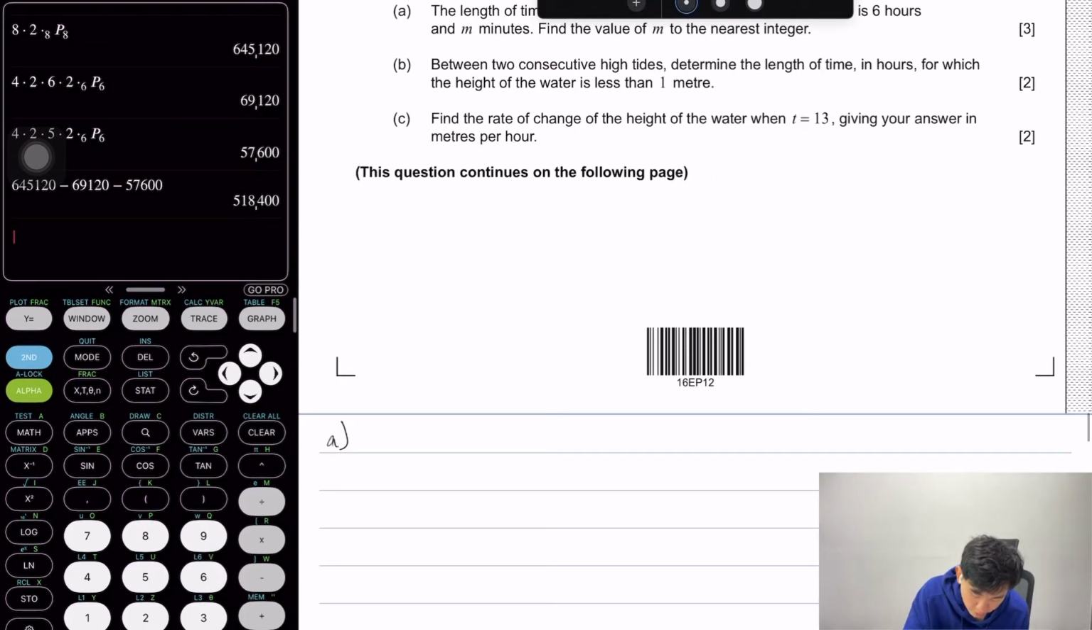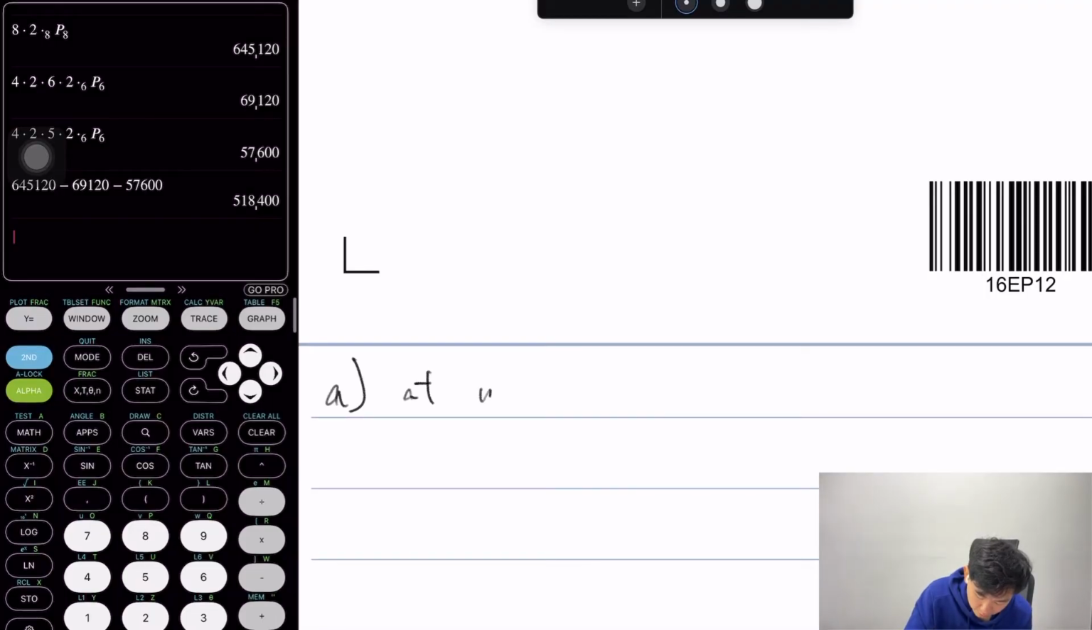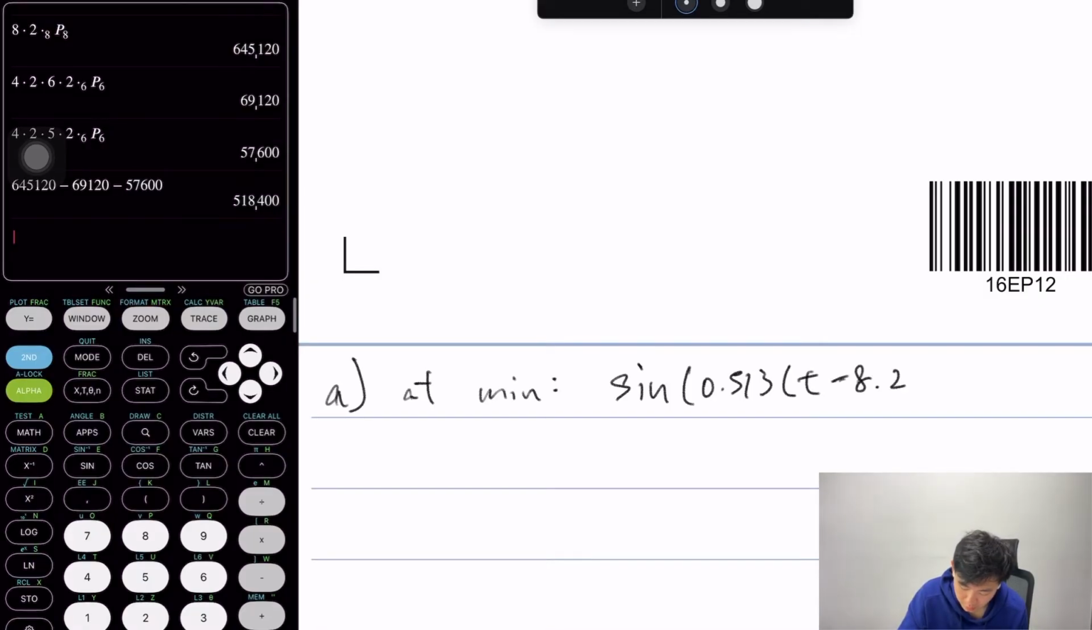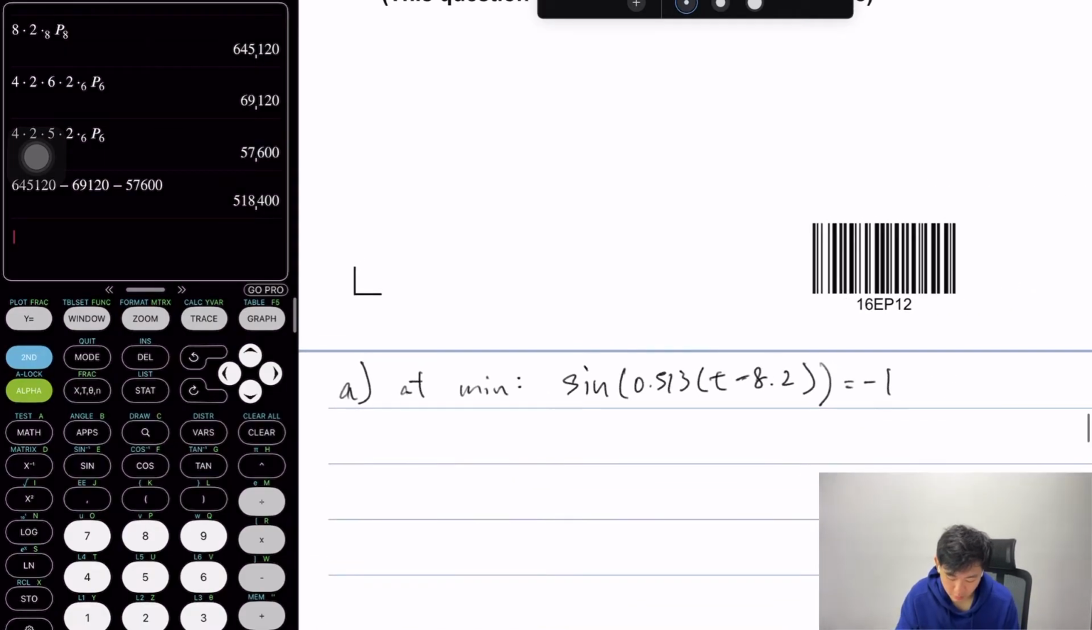So let's copy down the function first. What is the function? We're going to be at the minimum. We can write down: sine of 0.513 times (t minus 8.2), close bracket, equals -1. We can then try to solve for t in this case.